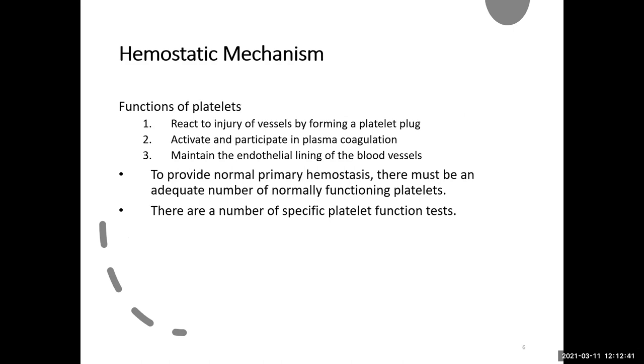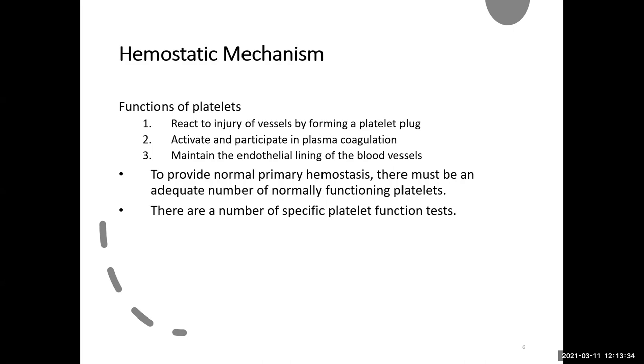The function of the platelet itself is to react to the injury. And when it reacts to the injury, it's going to form a plug. And then once that plug is formed, those platelets are going to activate and participate in the plasma coagulation. So those clotting factors that are in that plasma are going to recognize the signals sent by the platelets, and then they're going to go into action. It's also going to maintain the endothelial lining of the blood vessels. So it's going to act like a temporary Band-Aid. They will provide normal primary hemostasis. And you really need an adequate number of functioning platelets to do this job.